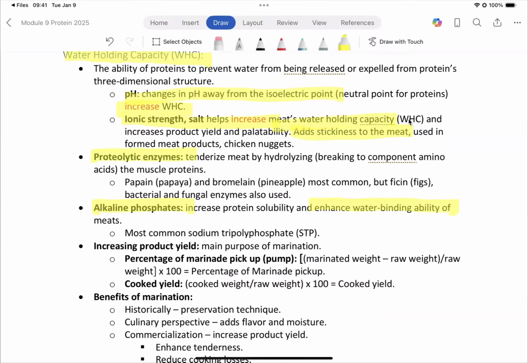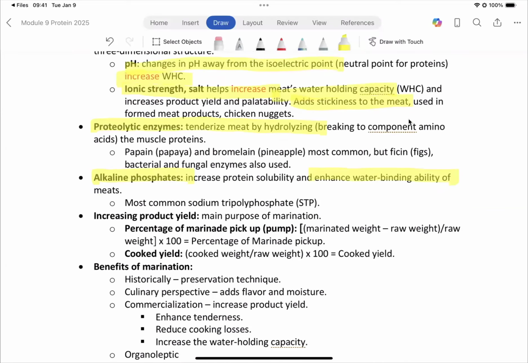Proteolytic enzymes increase tenderness by breaking down the structure of the meat, right? By breaking those proteins into individual parts. The most common example is papain, right? Papain is from papaya, and that's what is in Adolph's meat tenderizer.